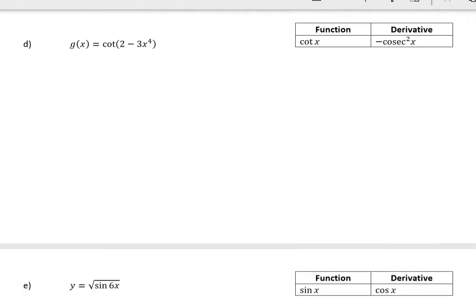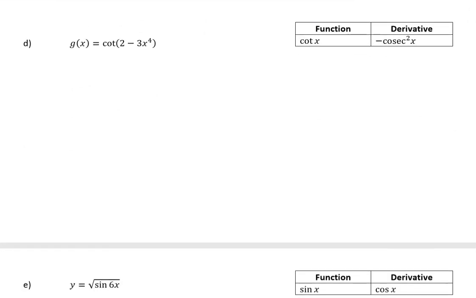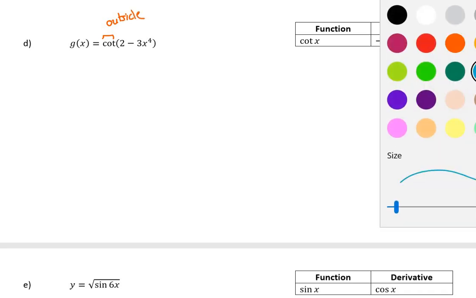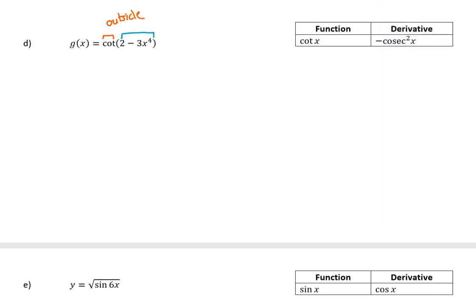Let's try another one. Question D. Question D says cot, which is definitely going to be an outside function. So there's an outside function. So this looks like the chain rule again. And my inside function is this 2 minus 3x to the power of 4. So this looks like a fairly simple one in that it's just a chain rule. It's not a chain rule within a chain rule or anything.